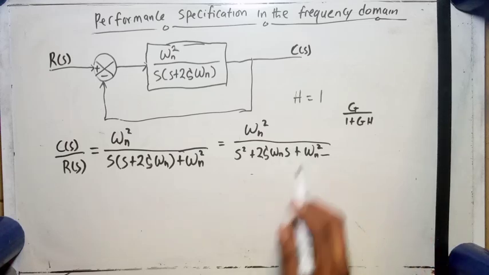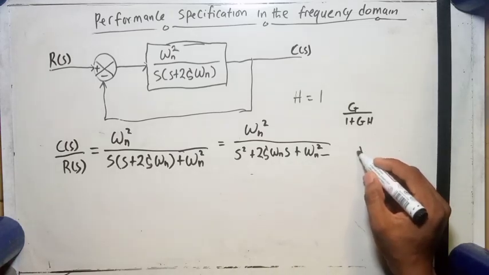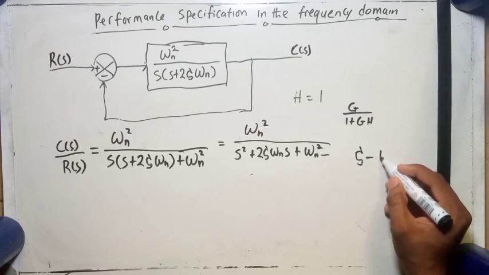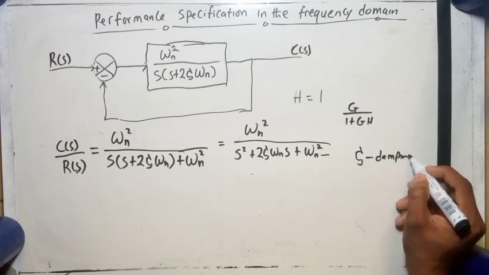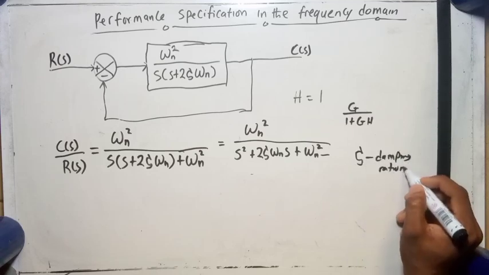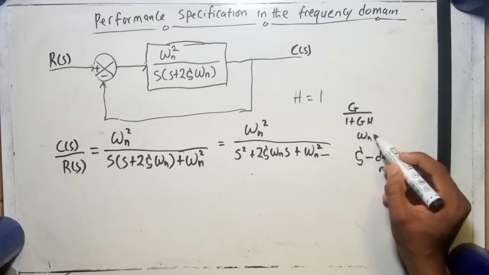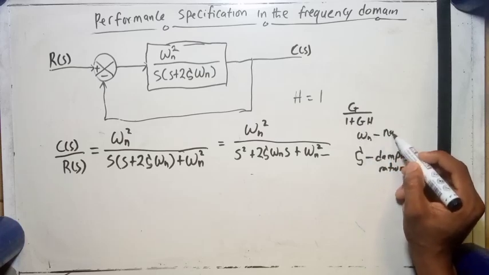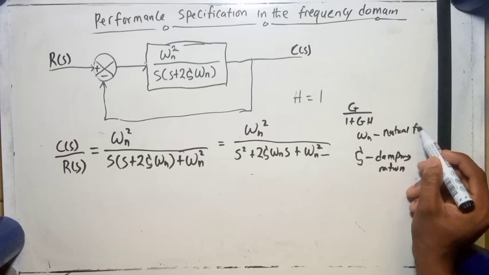Our zeta, on the other hand, this symbol represents our damping ratio, while Wn represents our natural frequency.